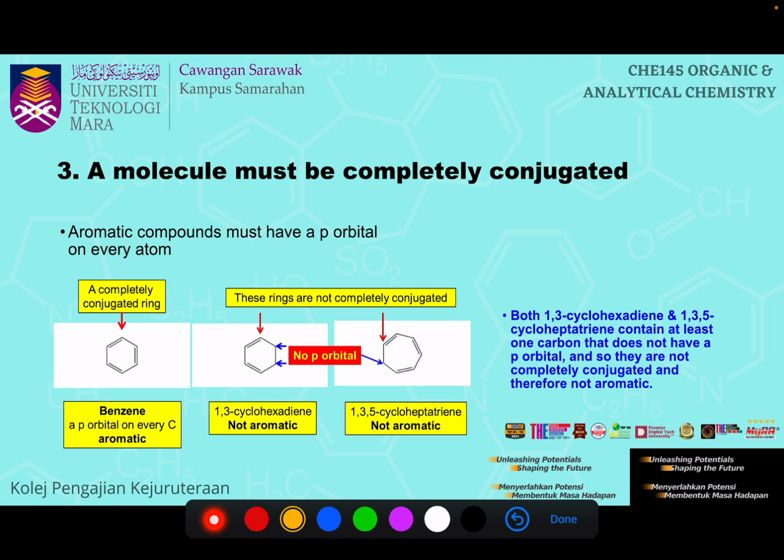Next, a molecule must be completely conjugated. Aromatic compounds must have a p orbital on every atom. Both 1,3-cyclohexadiene and 1,3,5-cycloheptatriene contain at least one carbon that does not have a p orbital, so they are not completely conjugated, therefore not aromatic. Benzene is conjugated, but these are not. The explanation is here. Why does it need to be conjugated? We already discussed it: we're talking about the delocalization of the p orbitals.